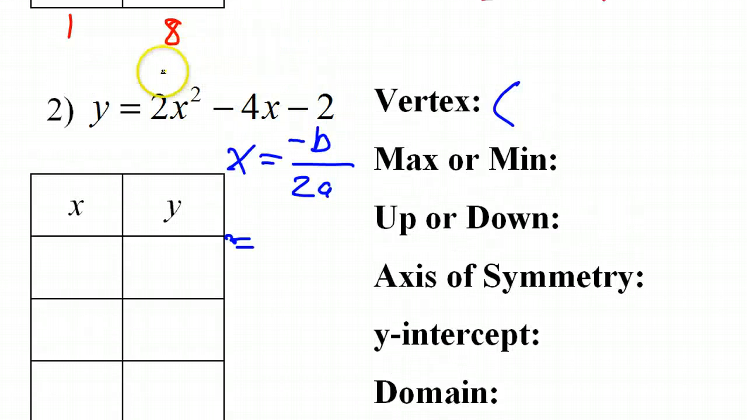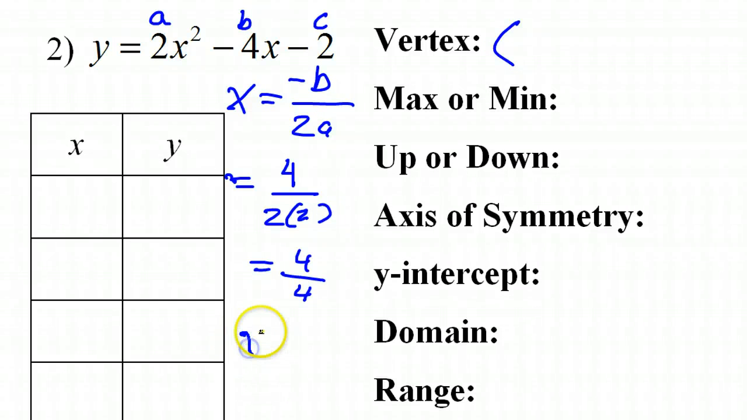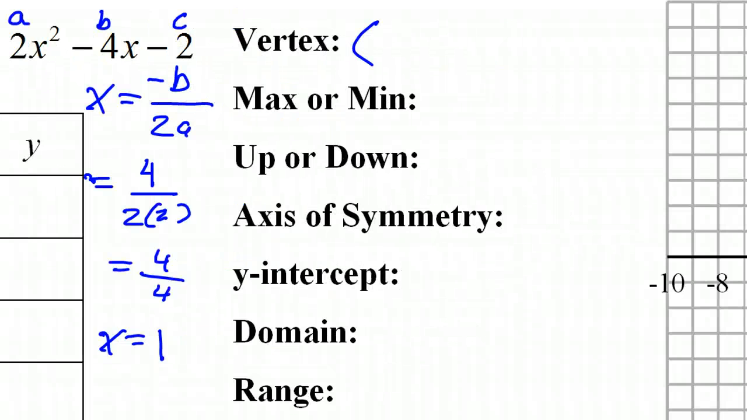So this is a, this is b, and this is c. So b is -4, so the opposite of b is +4. 2a. A is 2, so that's 2 times 2. Well, that means this is 4 over 4, so this is 1. Okay, so by the way, this is the axis of symmetry, x equals 1.